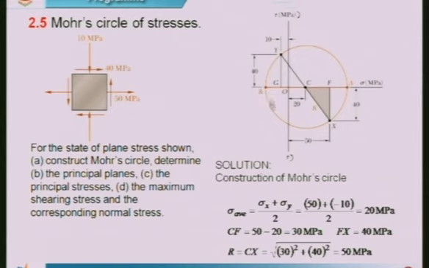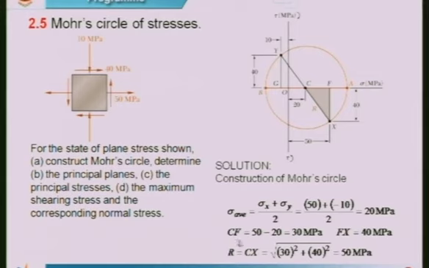Okay. Now if you look at this, the average normal stress is sigma x plus sigma y by 2. In this case sigma x is positive 50, sigma y is negative, that is 10. So you get this as 20, and this is the average normal stress, which is 20.